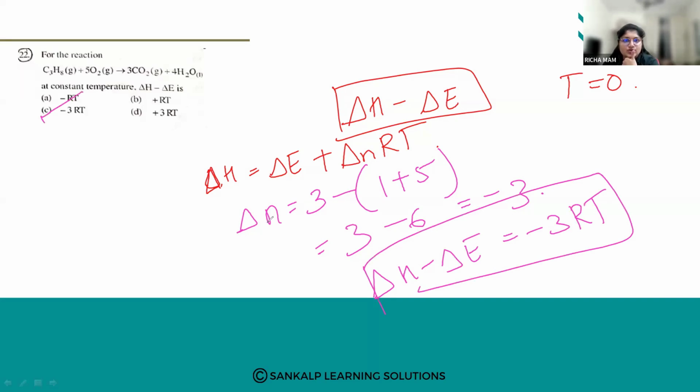For the reaction at constant temperature, we have to find delta H minus delta E. By the formula, we know that delta H is equal to delta E plus delta n RT. Let us find delta n: 3 minus 1 minus 5, you are going to get minus 3. So delta H minus delta E is equal to minus 3 RT. So option number C is the answer.